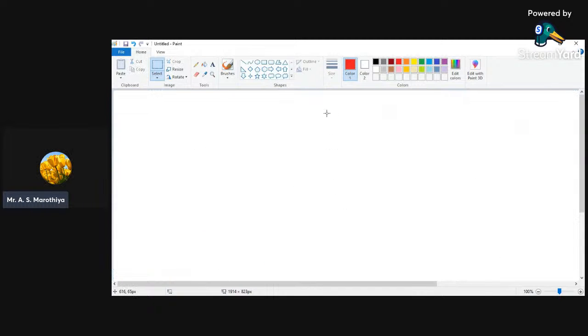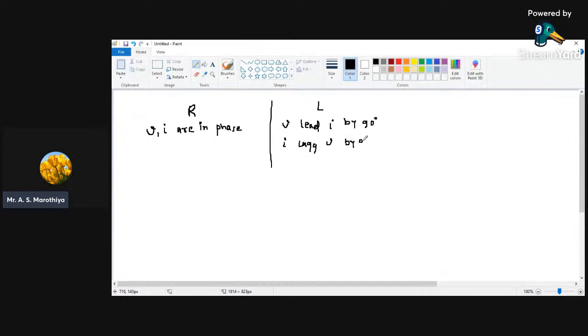So finally, what we conclude, in case of pure resistor, voltage and current are in phase. In case of pure inductor, voltage leads current by 90 degree, or current lags voltage by 90 degree.